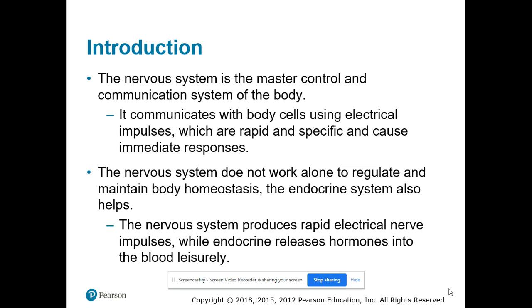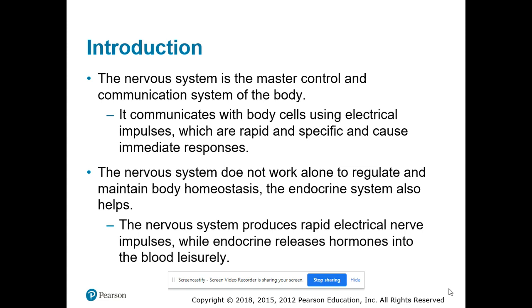As a general reminder, the nervous system is your master control and communication system of the body. It does this by communicating with the body cells using electrical impulses. These are rapid, so they occur pretty fast. They're specific, so they go to certain muscles and glands. And again, like I've already stated, they generally cause an immediate response.